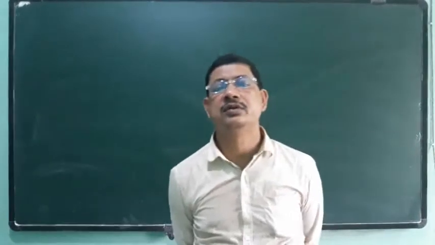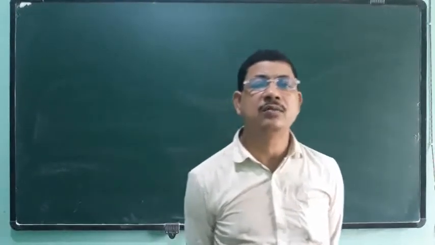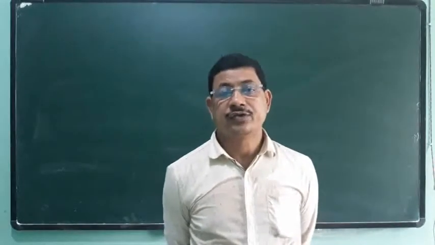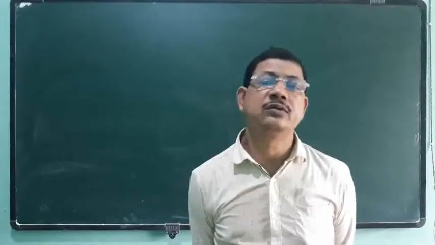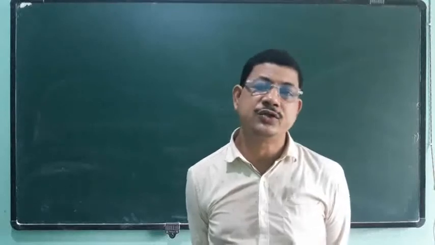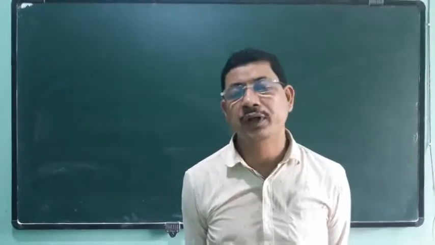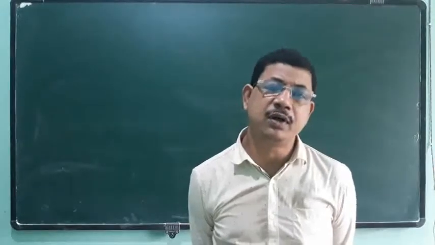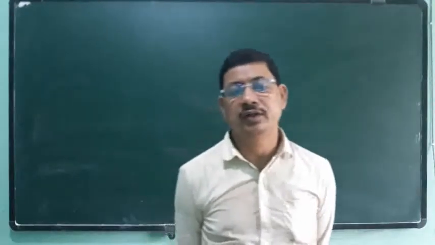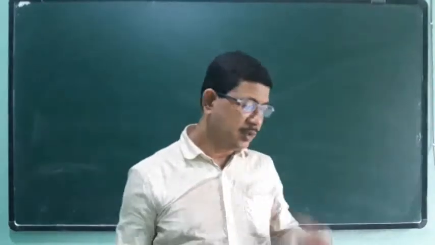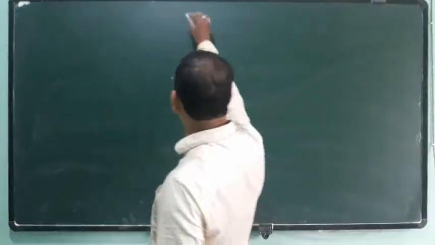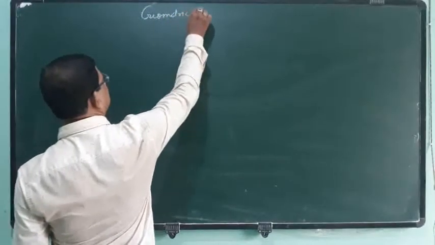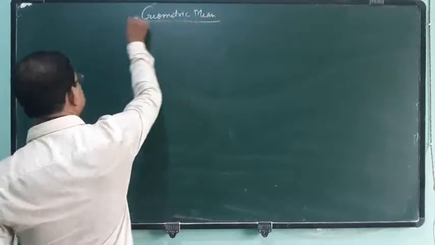Then the step deviation method. If you replace xi by di, that is xi minus a by h, where a is the assumed mean, then the mean x bar is a plus h summation fi di by summation fi. This is the arithmetic mean. Then I will go a little elaborately into the geometric mean. Today we are going to do geometric mean.